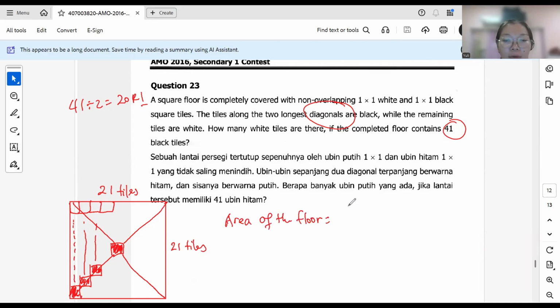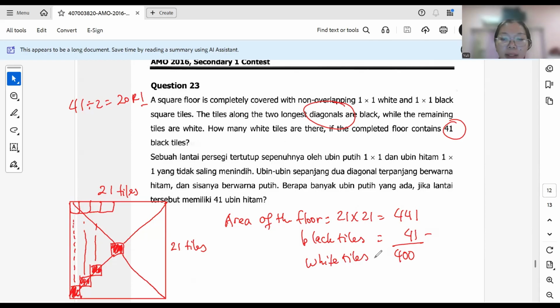The area of the floor is 21 times 21, which is 441. Minus it with the black tiles to find the white tiles only. So this is only the white tiles. That's the answer. White tiles is 400.